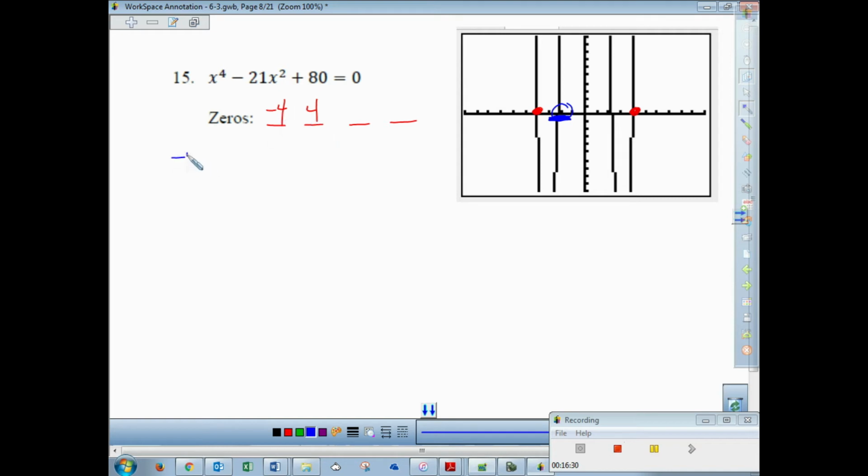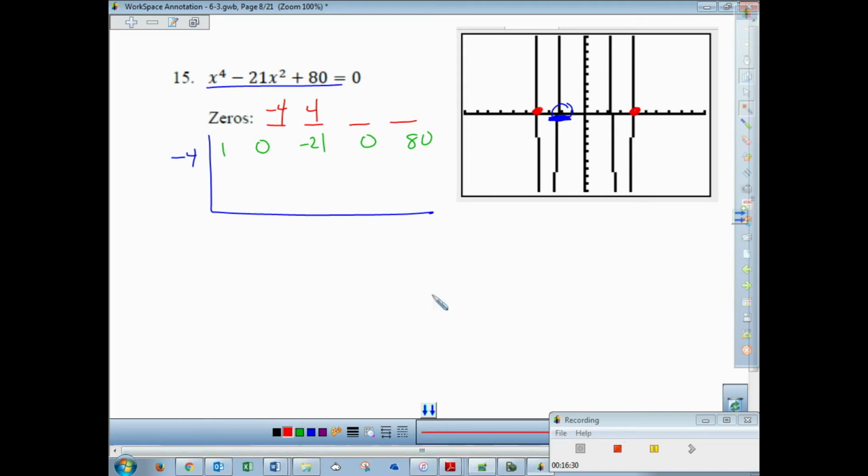So the first thing I'm going to synthetically divide by is negative 4. I take him and synthetically divide him. 1. There are no x cubes. There are negative 21x squared. There are no x to the first, and there are 80 constants. Since that was a 4th degree polynomial, there better be 5 numbers in here. It gets tricky.